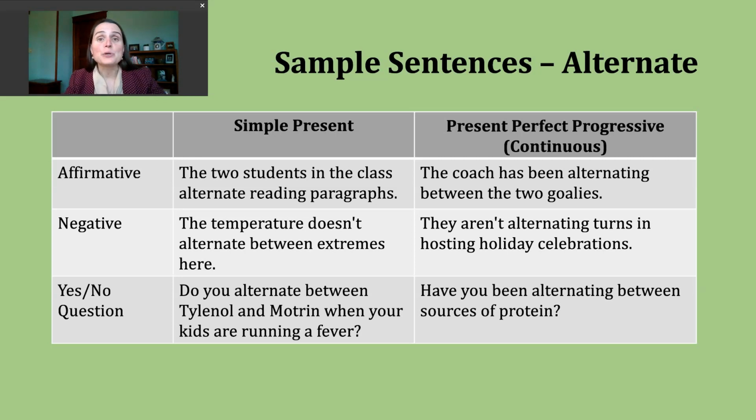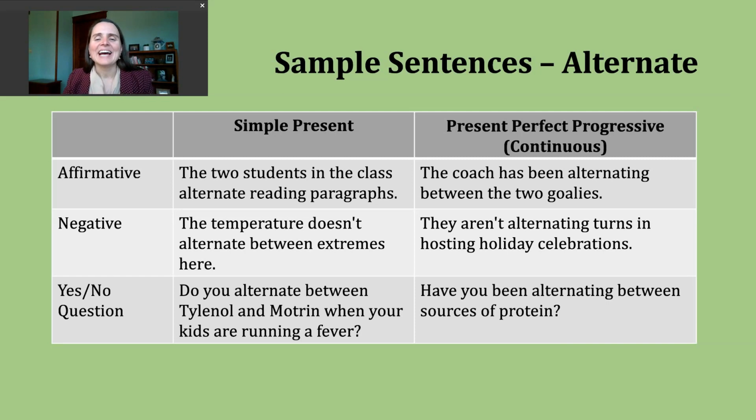Okay? So the present aspect of this is our have or has. Okay? So you can see this in my first example sentence. The coach has been alternating between the 2 goalies. So maybe we could be talking about soccer, football. We could also be talking about hockey or maybe some other sport. But this idea of maybe in the first game, goalie number 1 plays. Next game, goalie 2. Then back to goalie 1 in the third game, and so on and so forth.